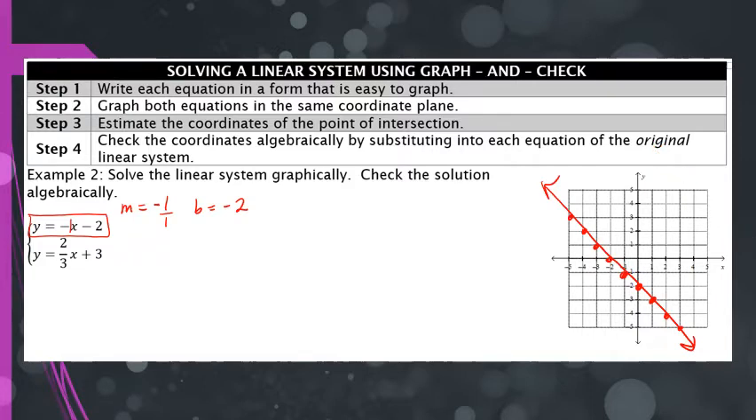Now I'm going to do the next one in blue. So again, it's in slope-intercept form. I don't have to rearrange it like our previous example. The slope would be the number in front of x, so that would be 2/3. And my y-intercept would be your constant number, or 3. So I'm going to go over to my graph, and I'm going to put my y-intercept at 3. And then both of my rise and run are positive. So I have to go up and to the right.